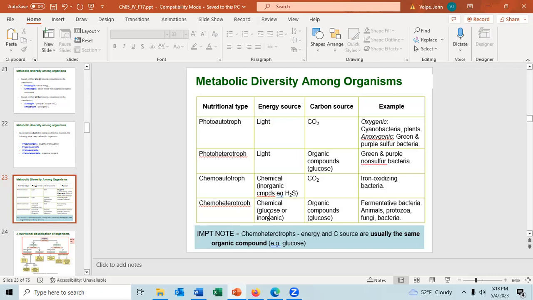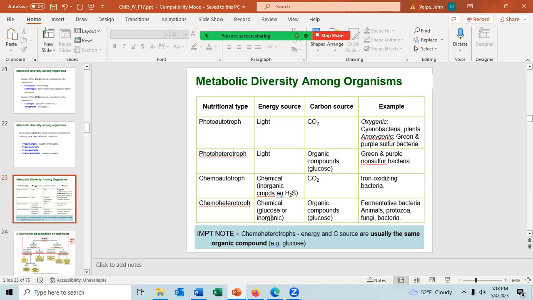The point is, instead of getting their energy needs from an organic molecule like glucose, they're getting it from an inorganic chemical compound, something like iron, hydrogen sulfide, or a nitrogen compound like nitrite or nitrate, meaning NO3 with a -2 charge. They get their carbon source, the chemoheterotrophs, from an organic chemical compound such as glucose.